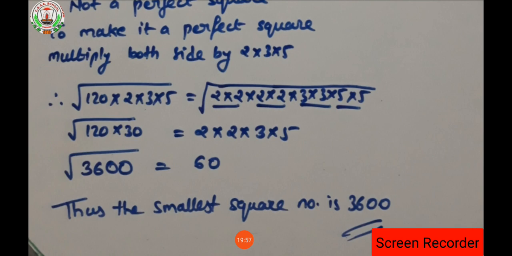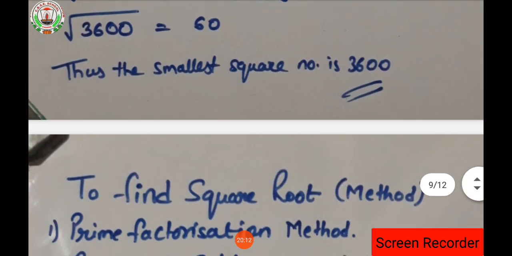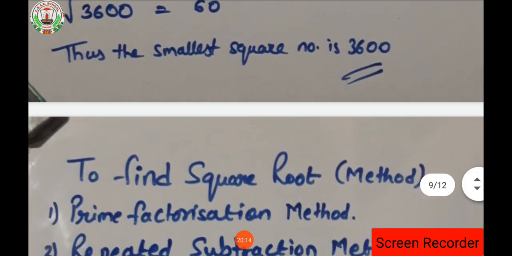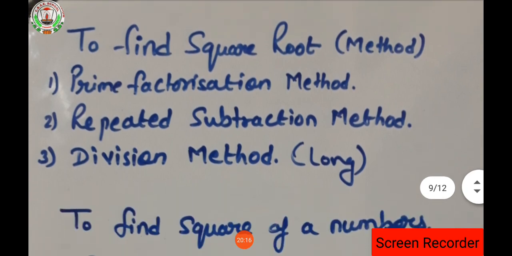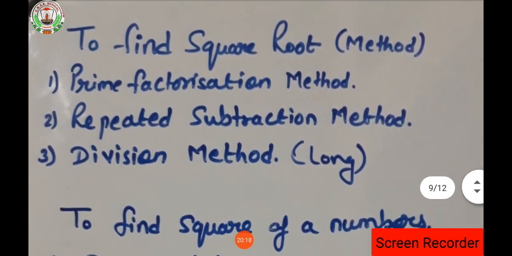So 3600 is the smallest number that is divisible by each of the numbers 8, 15 and 20. So here, students, the exercise is over, isn't it? Now we will see the next exercise, that is exercise 6.4. Before starting exercise 6.4, some methods are very important to know.